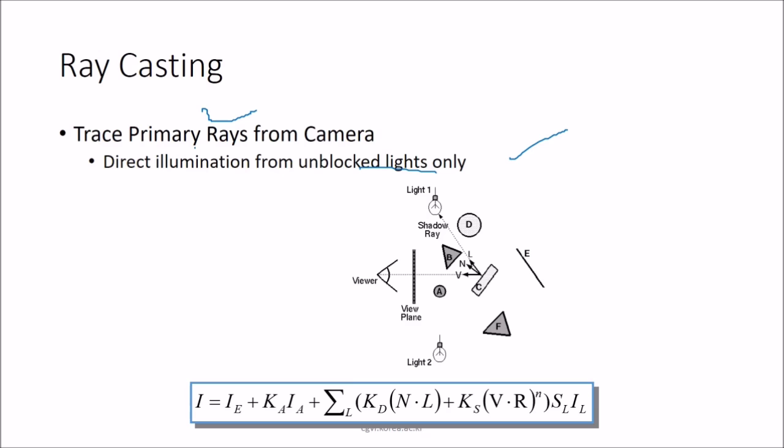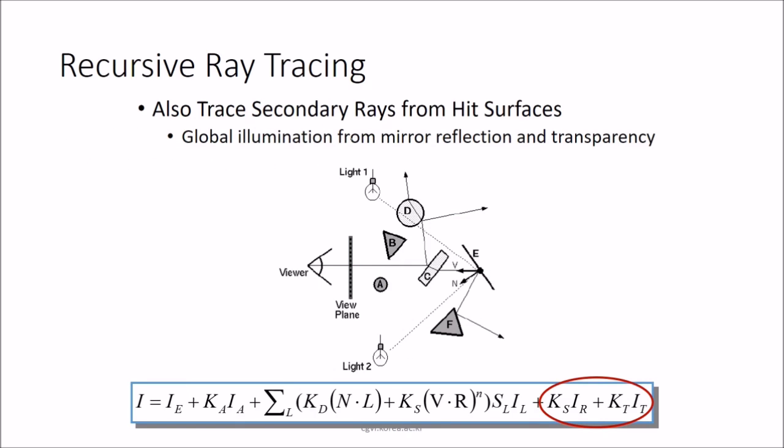So we trace primary rays from the camera. This is the viewer, these are the lights, and these are the shadow rays coming from the light. This is the viewer, this is the normal, and this is light 2. So we perform the ray casting, and after that we perform the recursive ray tracing.